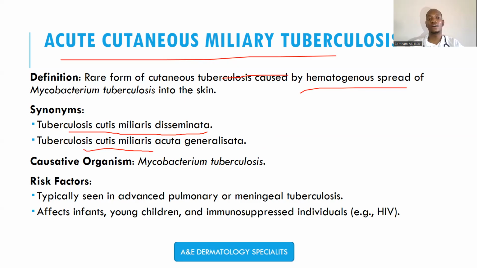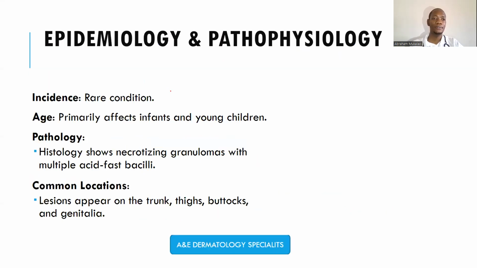Can also be called tuberculosis cutis miliaria acuta generalisata, which simply means generalized skin tuberculosis. It's also due to Mycobacterium tuberculosis, risk factor, advanced pulmonary TB, or even TB of the meninges, common in children, infants, and then also immune suppressed individuals. So this is a rare form of tuberculosis, and you should know those age groups that are affected.